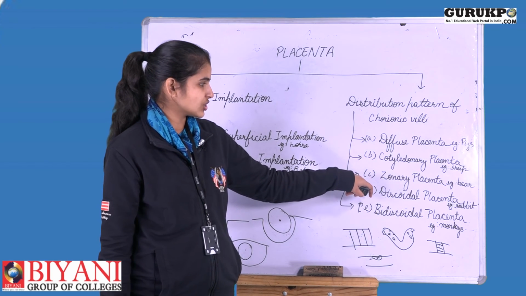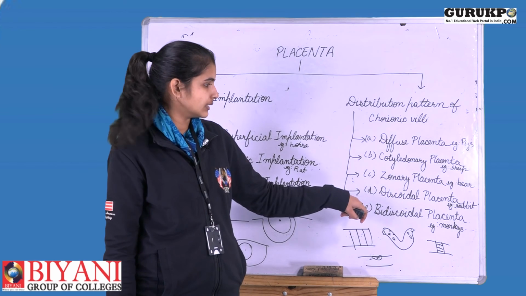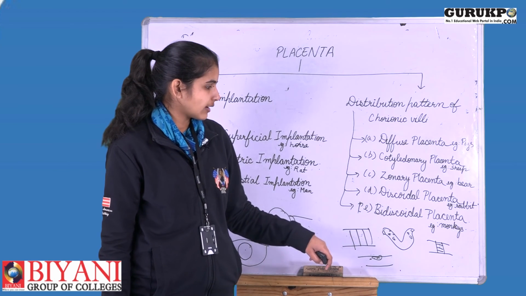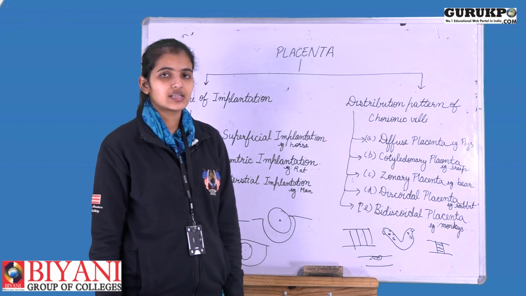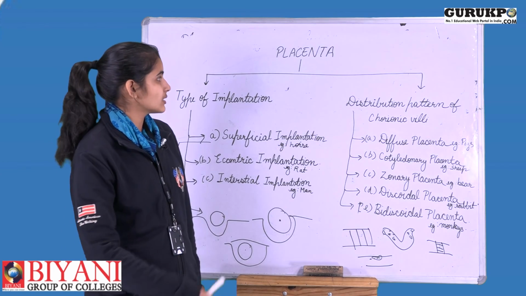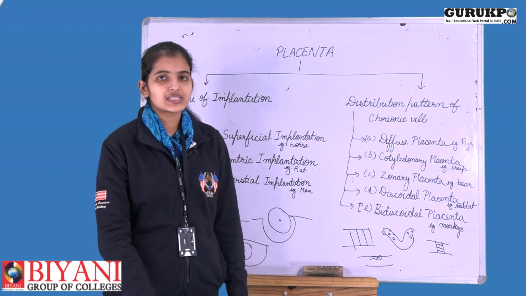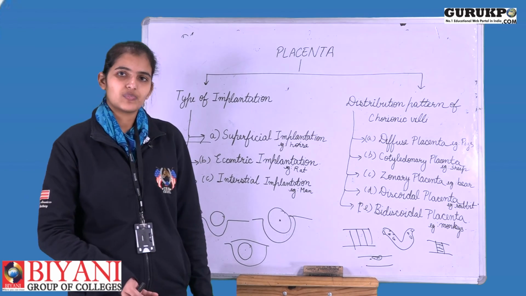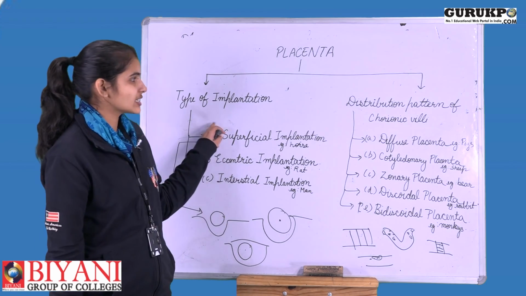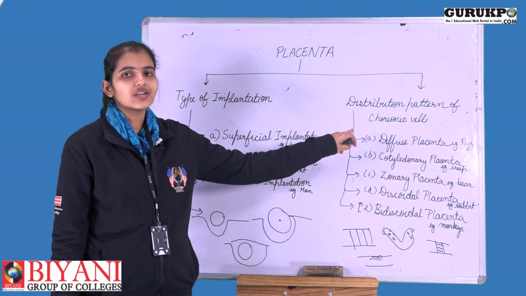Cotyledonary is found in sheep. Zonary is found in bear. Discoidal is found in rabbits, and bidiscoidal type of placenta is found in monkeys. So friends, this was the classification of placenta on the basis of implantation and on the basis of chorionic villi.